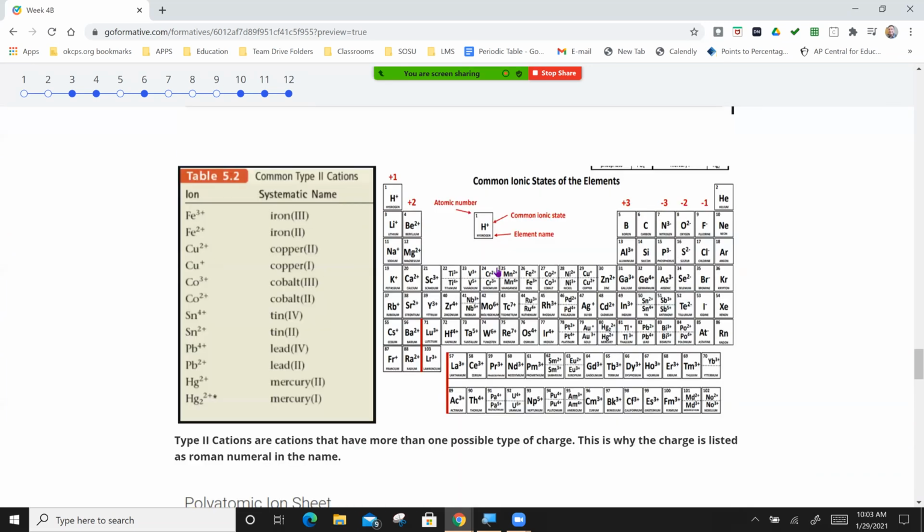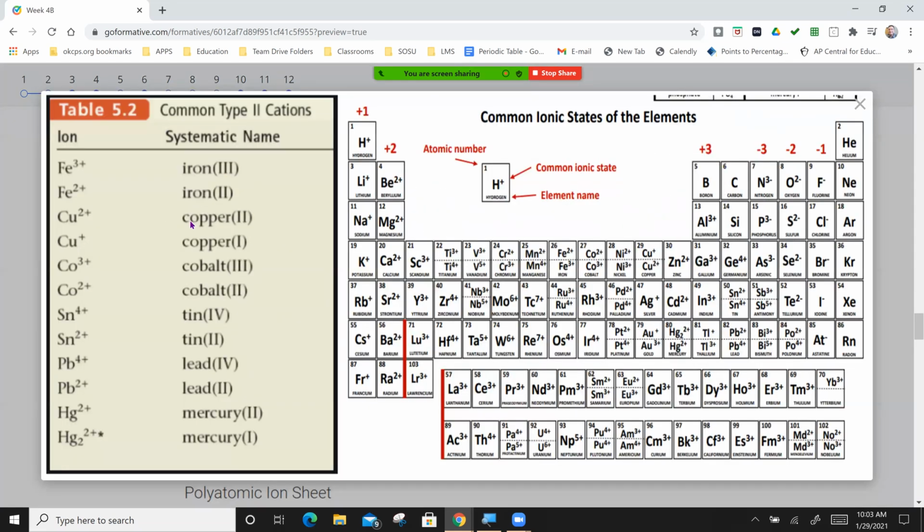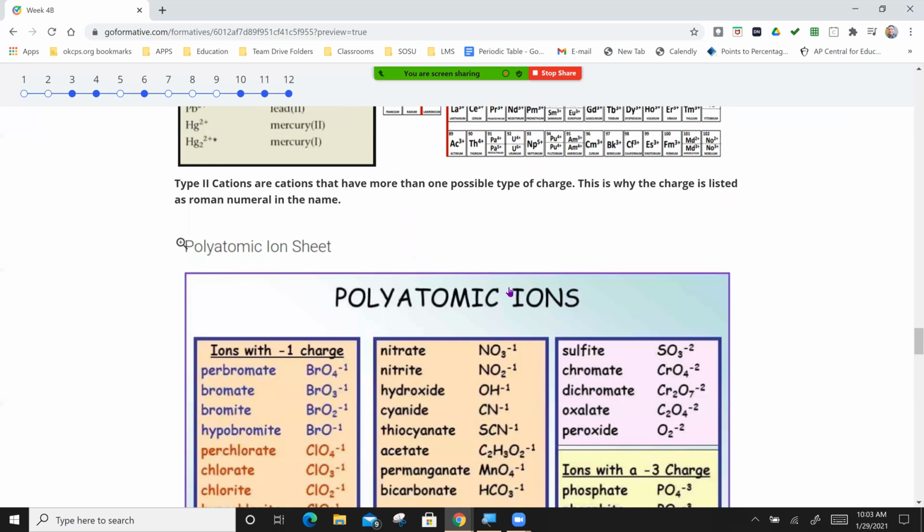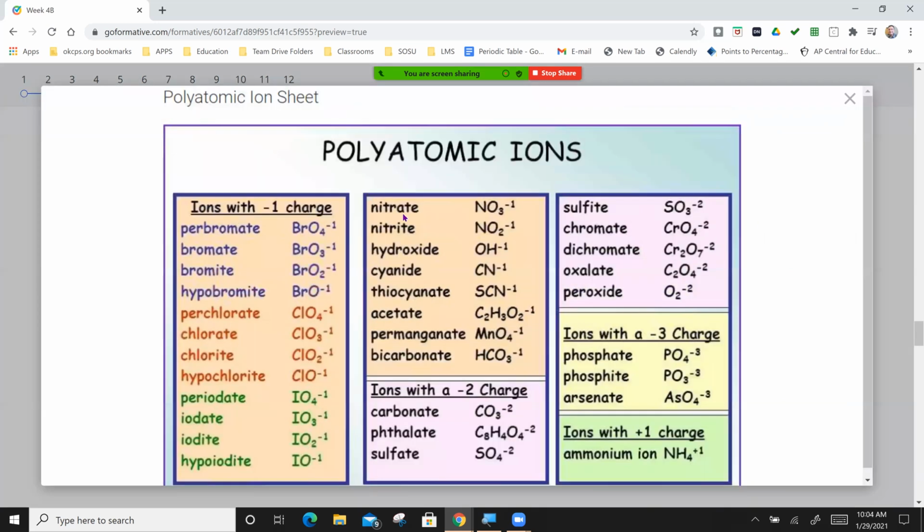If you're not sure, find copper 2, and look, it has a +2 charge. Way too easy. And then we're going to go to our polyatomic ion and notice ATE, nitrate. All right, we know it's coming from polyatomic because of the ATE ending.